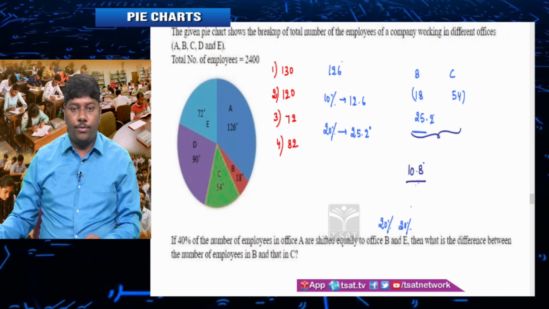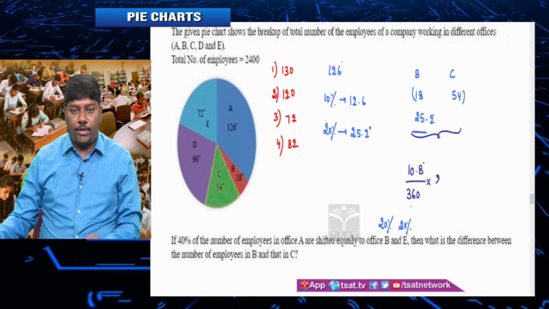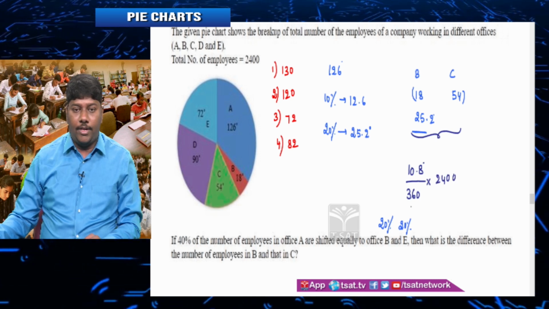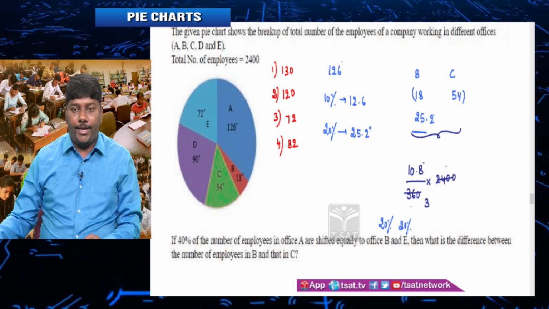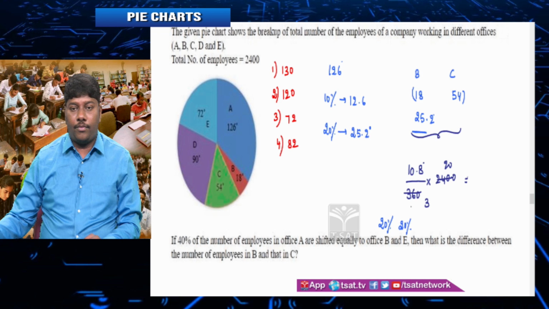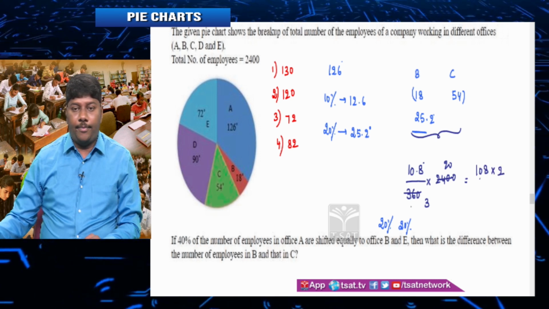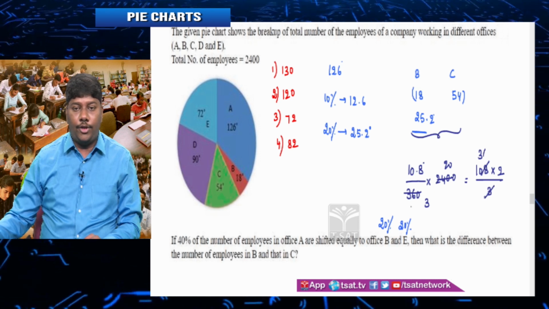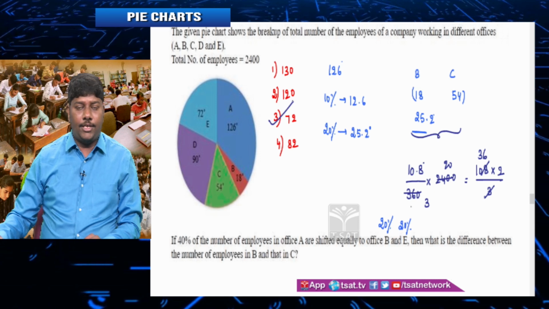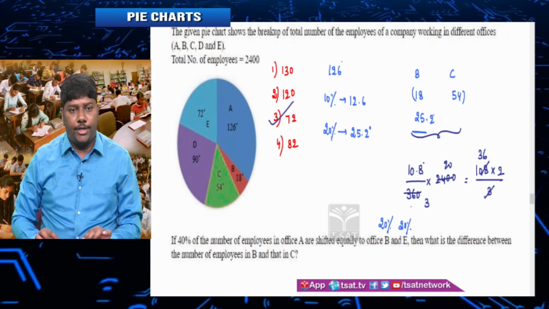Therefore, convert it into number of employees. 360 into 2400. We know this is going to be 3. It's going to be 20. 108 into 2. Point and 0 cancel, divided by 3. So we are going to get 36 into 2, 72 here. A bit of calculation, but everything is a multiple of 18. So be careful with the 18 table, you can easily do it.